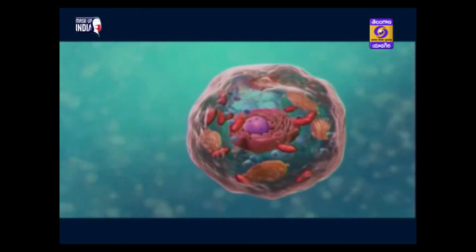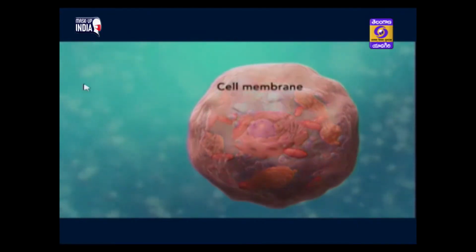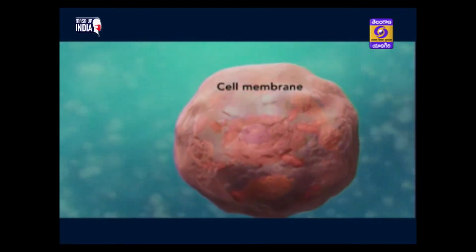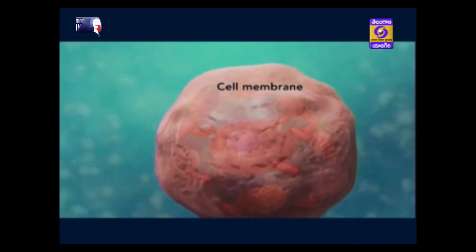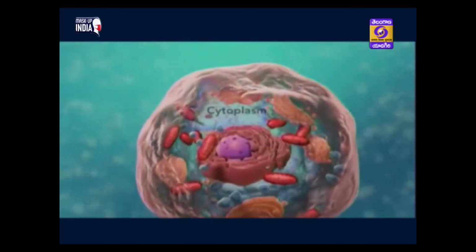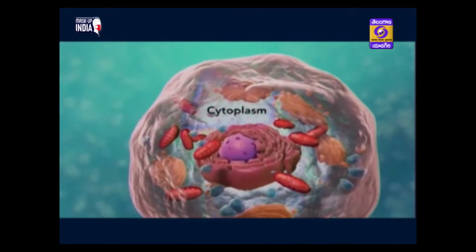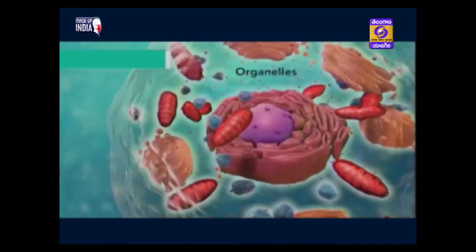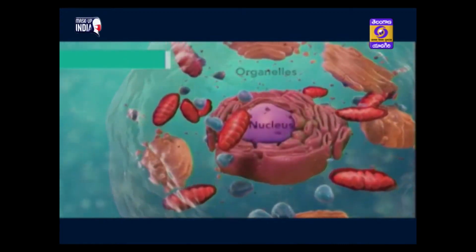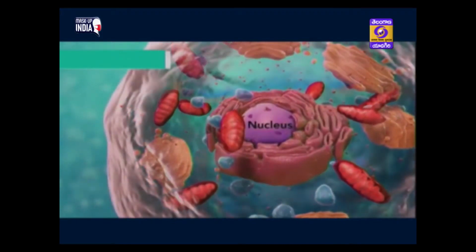This is the cell. The membrane covering the cell is called as cell membrane. The fluid inside the cell is the cytoplasm, and in the middle round structure you can see nucleus.